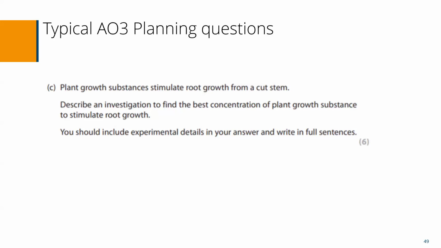Here's another AO3 where it takes you right back. Plant growth substances stimulate root growth from a cut stem. Perhaps the word auxins is coming into my head. Describe an investigation to find the best concentration of plant growth substance to stimulate growth. You should include experimental details in your answer. So here's a describe an investigation, not necessarily one I've done before.